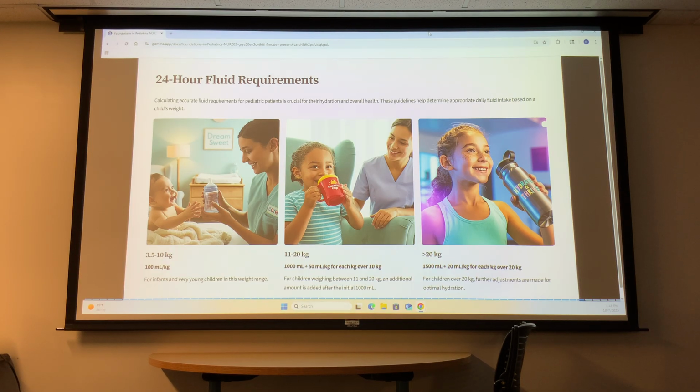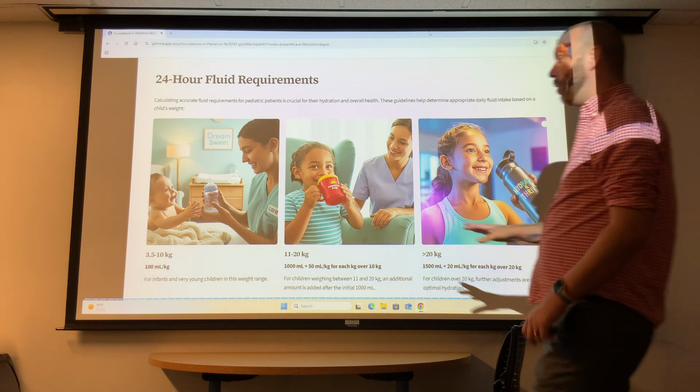So if they fall within that weight, they are gonna get 100 mLs per kilo, okay? If they weigh between 11 and 20 kilos, they're gonna get 1,000 from that first group there, right? From the first 10 kilos, see that? So it's 1,000 plus the 50 mLs per kilo for each kilo over 10 kilograms, okay? I promise we're gonna work this together, okay? So for children weighing between 11 and 20 kilos, an additional amount is added after the initial 1,000, right?